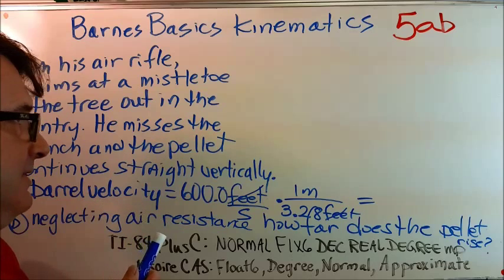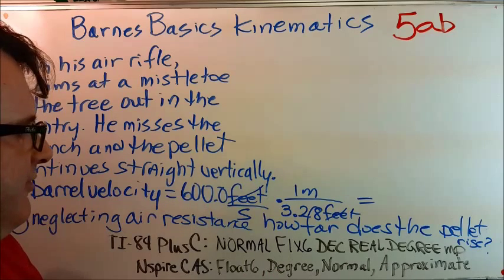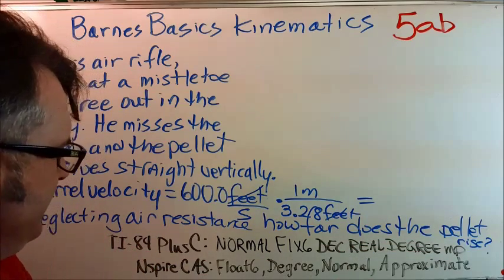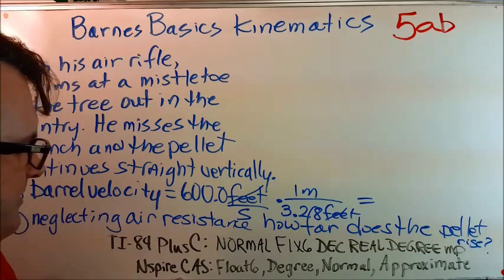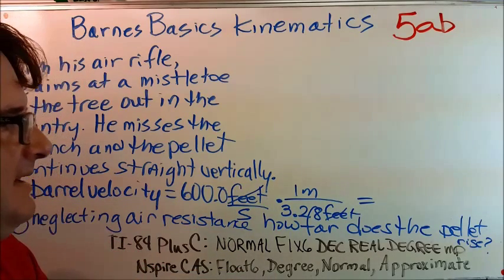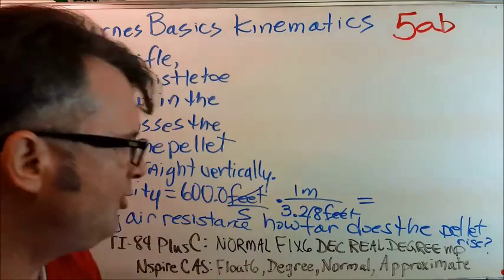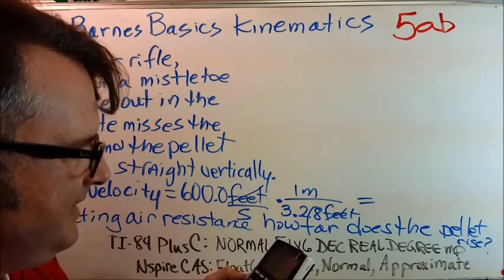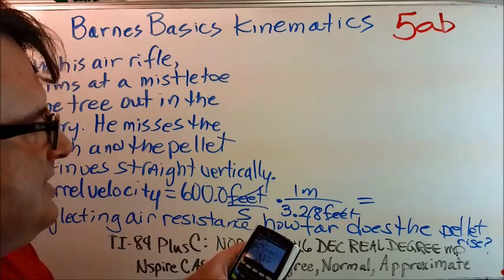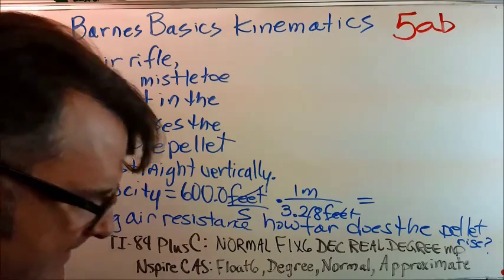In the very first video of this play series, I describe how to make sure that your TI-84 Plus is set for normal, fix 6, dec, real, degree, and math print. And I also described how to set your Nspire CAS to float 6, degree, normal, and approximate. Just quickly, if you turn your TI-84 on and hit mode, you can use your nav pad to go through and select all of these values. Hit second and quit to get out of that.